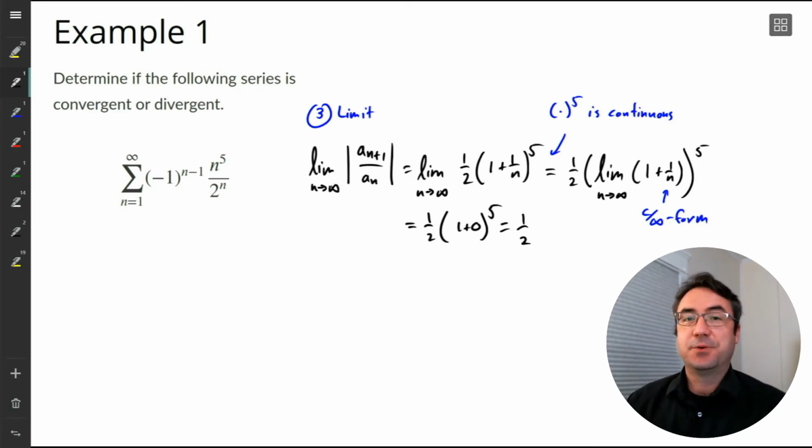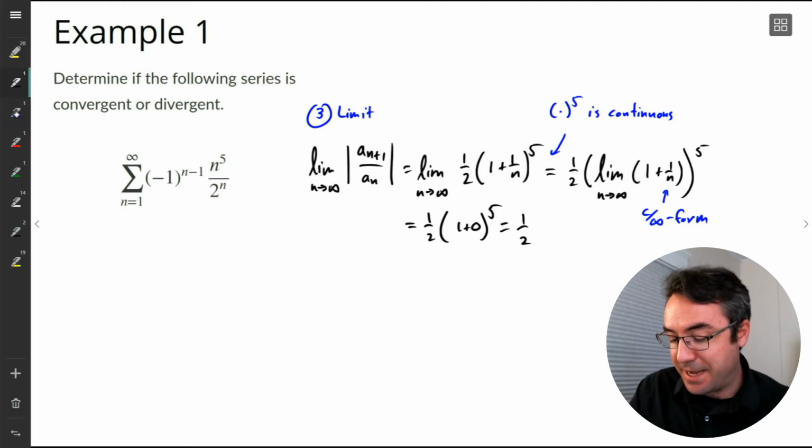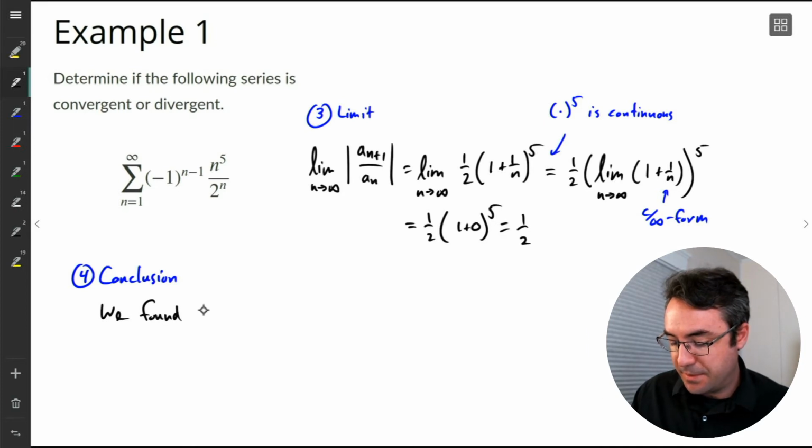All right. So we were able to do the limit. Now we just have to actually state our findings, so state our conclusion. We found that the limit L is equal to 1/2, which is less than 1.